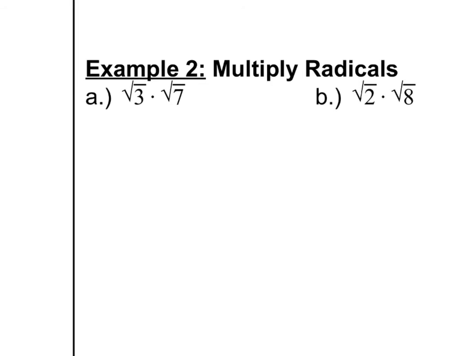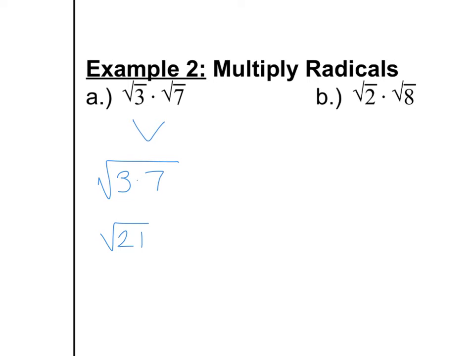Okay, multiplying the radicals. This is really simple. All we're going to do is multiply the numbers underneath the radical symbol. So basically what this turns into is radical 3 times 7 all in one group, which is going to equal radical 21. And that's it. That's all there is to it.